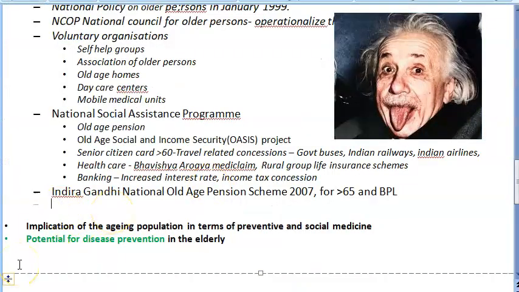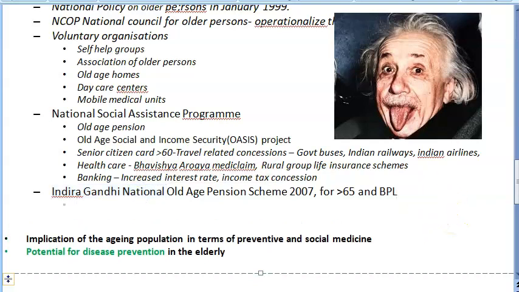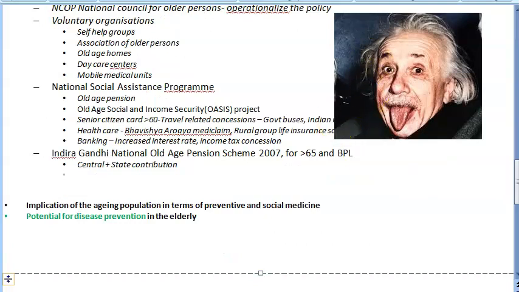Then we have, in this Indira Gandhi National Old Age Pension Scheme, the central government will provide a monthly pension of 200 and the state government has to contribute an equal amount. So they will get 400, is it? Central plus state contribution. Okay. The person will get 2 contributions.